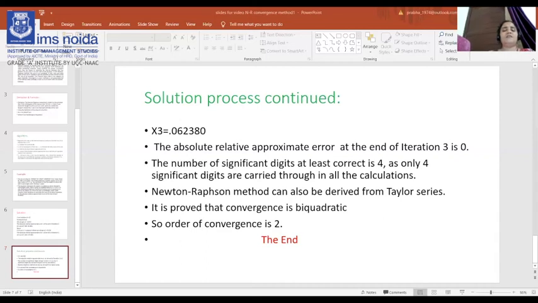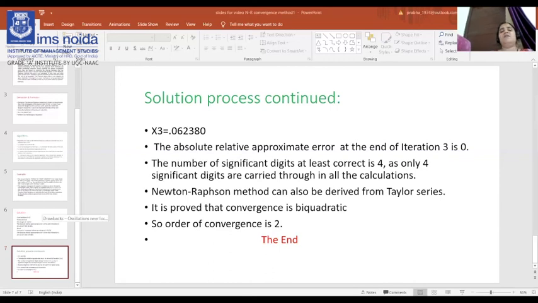The second drawback is division by 0. In our process, if f'(x) equals 0, then f(x) by f'(x) becomes infinite. That's a pitfall of division by 0 or by a number near 0. That's a very major drawback of the Newton-Raphson method.